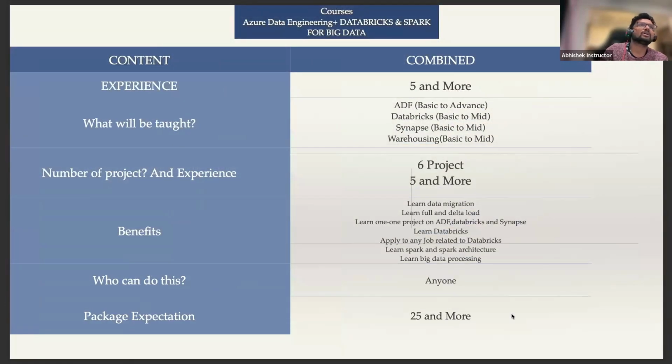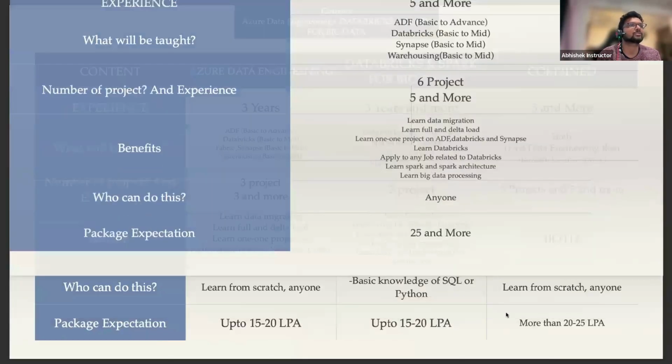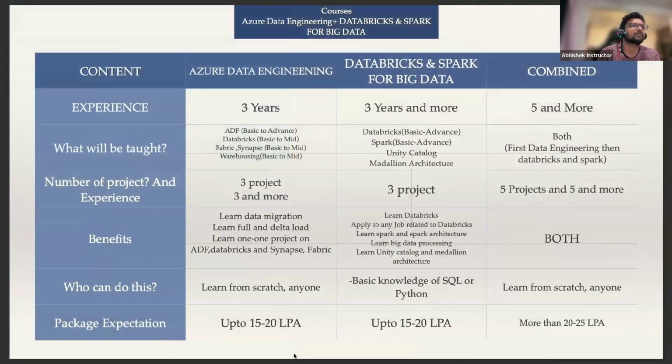If you want to learn everything, then choose the combined course. It gives you 5 years of experience. You learn ADF, Databricks, Synapse, and warehousing. You do 5 to 6 projects. You learn data migration and data transformation, such as Databricks, Unity Catalog, Medallion Architecture. Who can do this? Anybody can do this. You can expect 15 LPA and more. So if you're expecting more than 15 to 20 LPA, go for this course. This is a summary of everything.